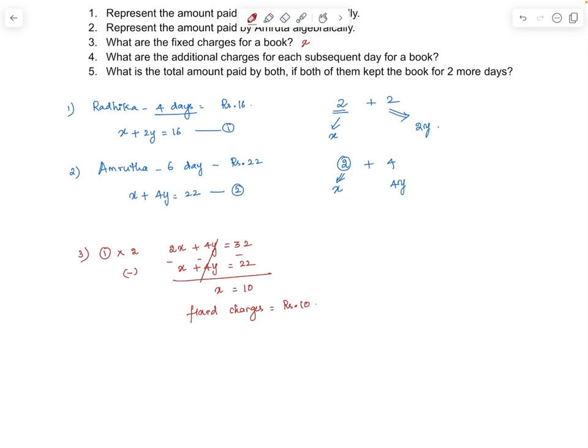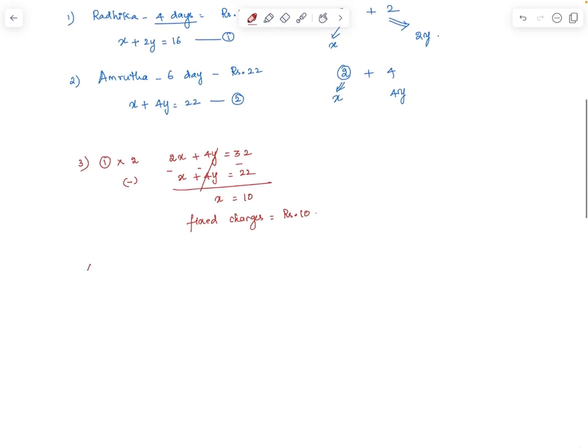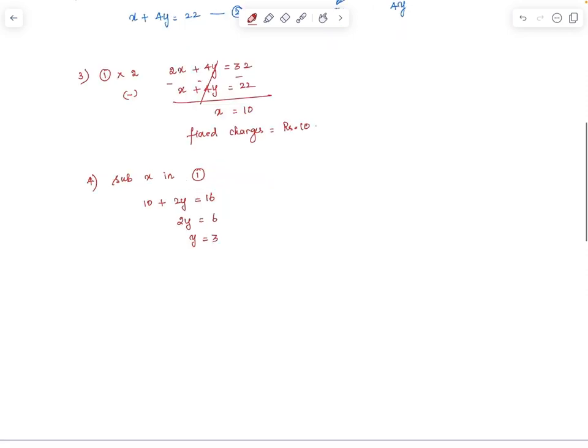Question 4. What are the additional charges for each subsequent day for a book? That is, here we have to calculate Y. Now substituting X in any one of these equations, let's go for equation 1. 10 plus 2Y is equal to 16. 2Y is 16 minus 10, that is 6, and Y is equal to 3. The additional charge per day is equal to rupees 3.